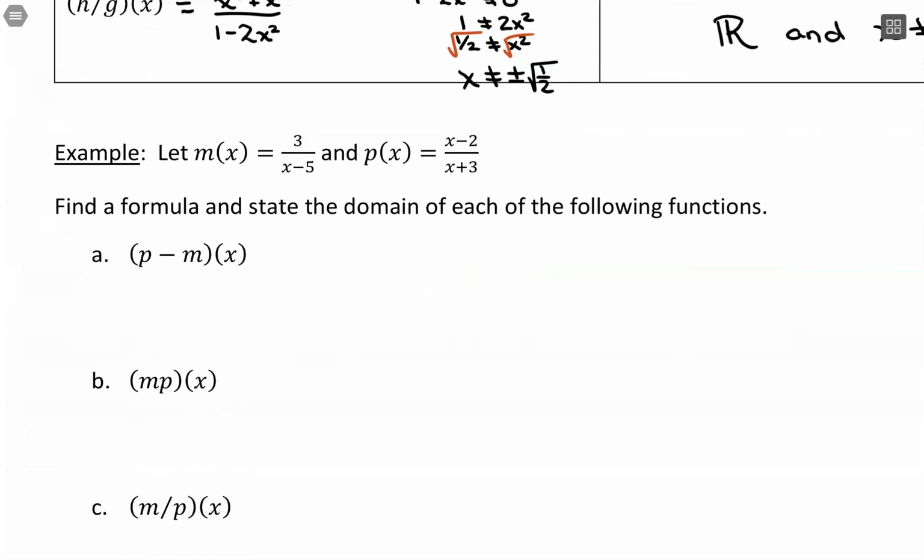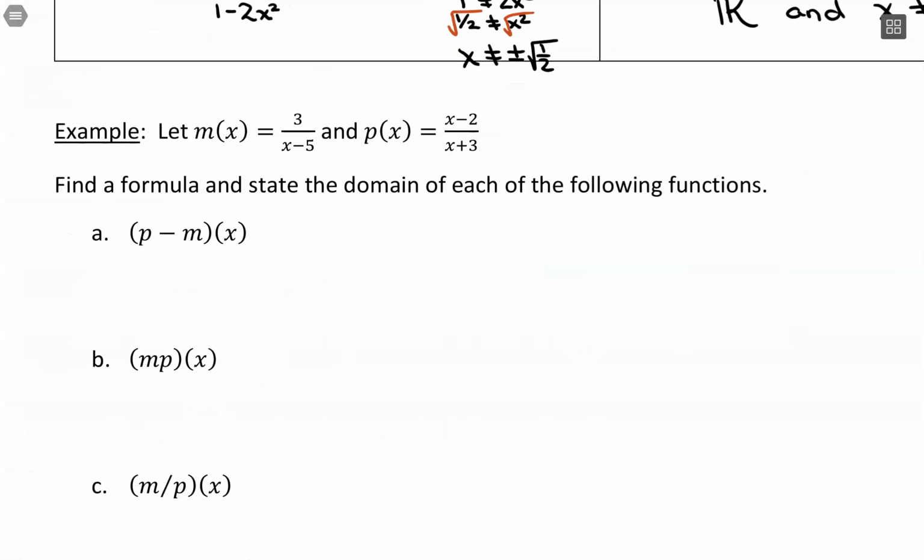Okay, let's look at another example with our rational functions. What can help is first thinking about how our domain's limited. So for m of x, what we'll need to understand is that x cannot be equal to positive 5, since we can't have a 5 minus 5 there. For p of x, x cannot be equal to negative 3. So those will be the domains that we start with. We can have all real numbers, but we shouldn't have those coming through.